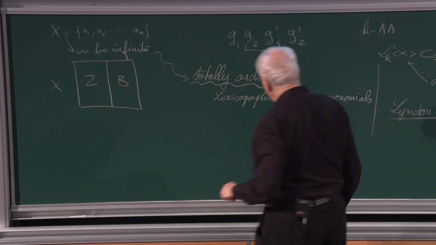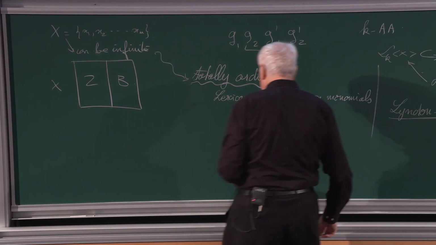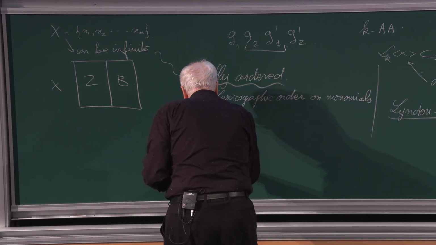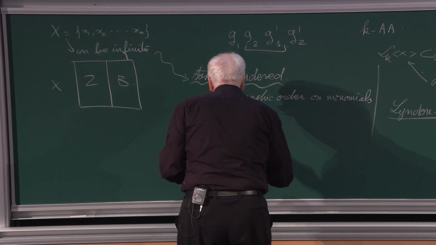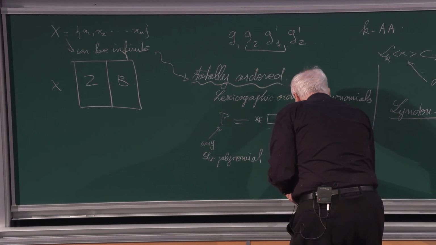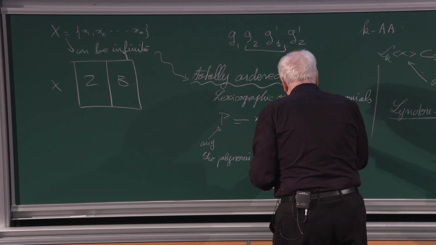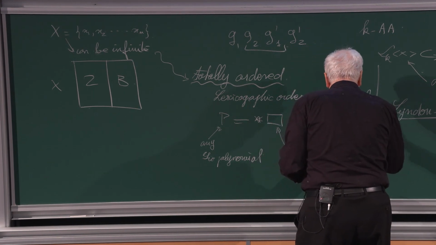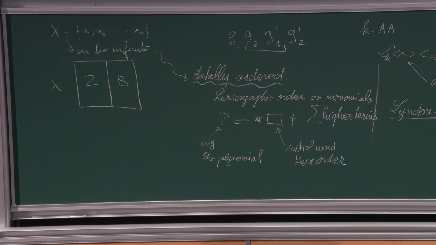This is a justification of why Lyndon words are so remarkable and so important. Lexicographic: if you take any Lie polynomial, then this is the initial word in the lex order plus higher terms. And this is necessarily a Lyndon word. And this can be given as a most embarrassed definition of Lyndon words.